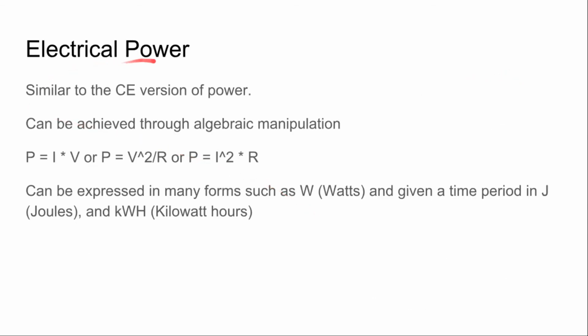So here's electrical power. Electrical power is very similar to the conservation of energy version of power. It can be achieved through algebraic manipulation. You can solve for it using P equals IV, or P equals V squared over R, or P equals I squared times R, which is pretty much through algebraic derivation. You can express this in many forms, such as watts, and given a time period, in joules. You can also do it in kilowatt hours, which is what power companies often use to figure out how to charge you for their services.